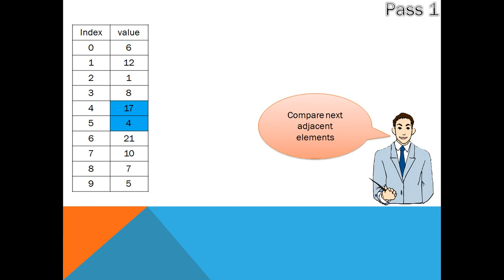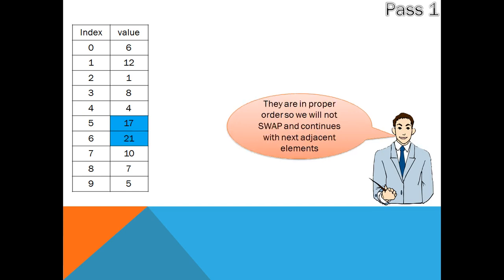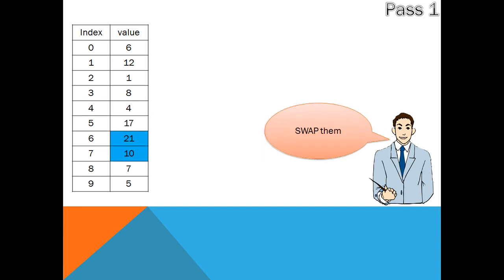Next, the pair with 21 will be compared. Here, after swapping 4 and 17, now 17 will be compared with 21. They are already in proper order, no need to swap. Then 21 and 10, swapping is required.